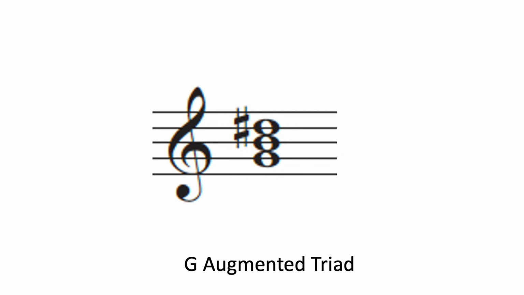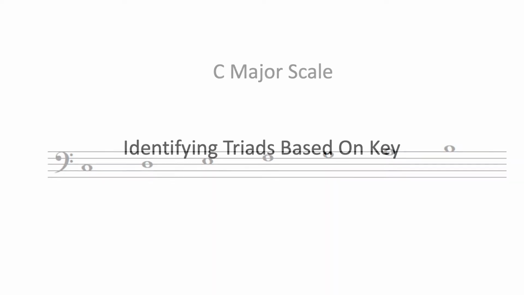Okay, so how do we identify these triads based on key? Now remember, whenever we're talking about key, we're kind of talking about scales. All right, so based on scales. So let's take a C major scale here. Here's a C major scale.